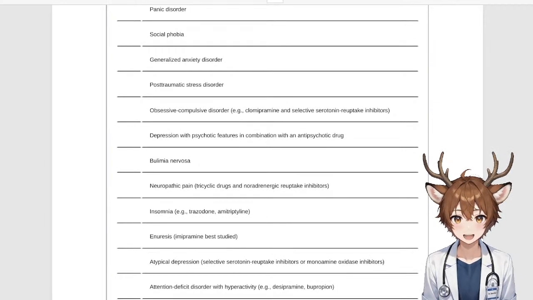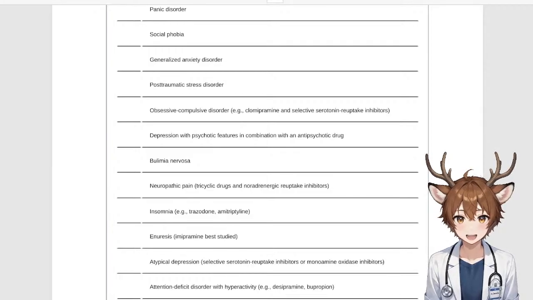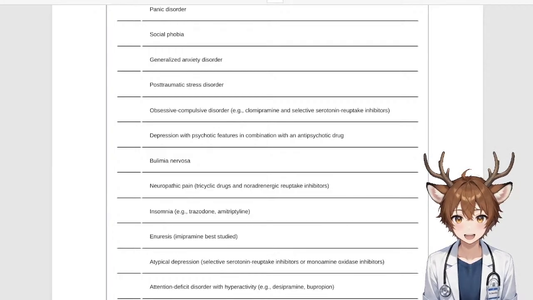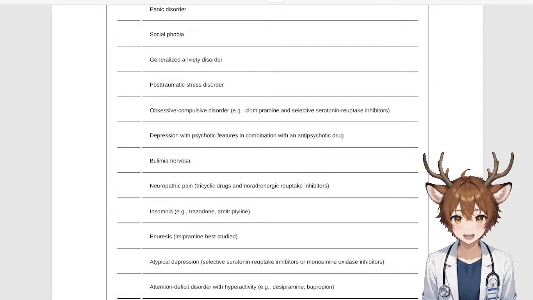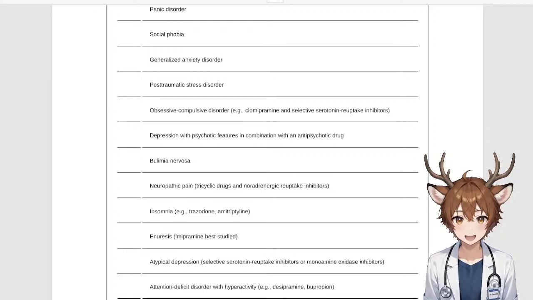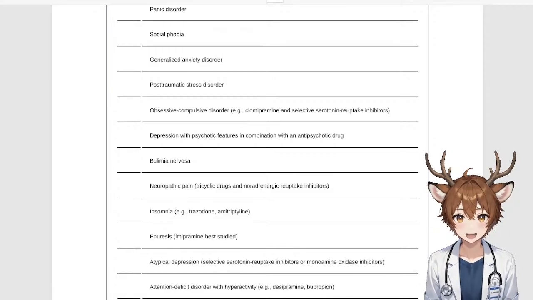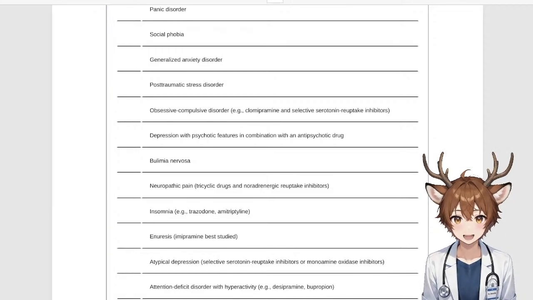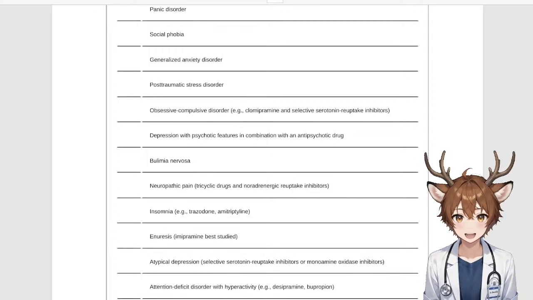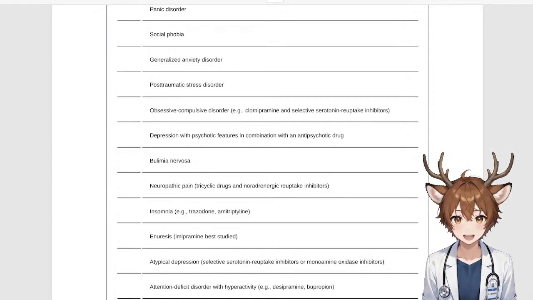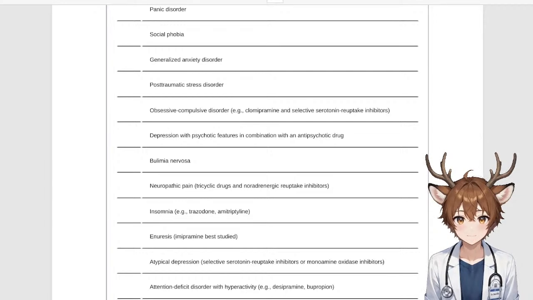Depression with psychotic features, in combination with an antipsychotic drug; bulimia nervosa; neuropathic pain, for which tricyclic drugs and noradrenergic reuptake inhibitors are used. Insomnia, that is to say, trazodone and amitriptyline would be useful, those two. Enuresis, where imipramine is the best studied for this purpose. Atypical depression, where SSRIs or MAO inhibitors are useful.